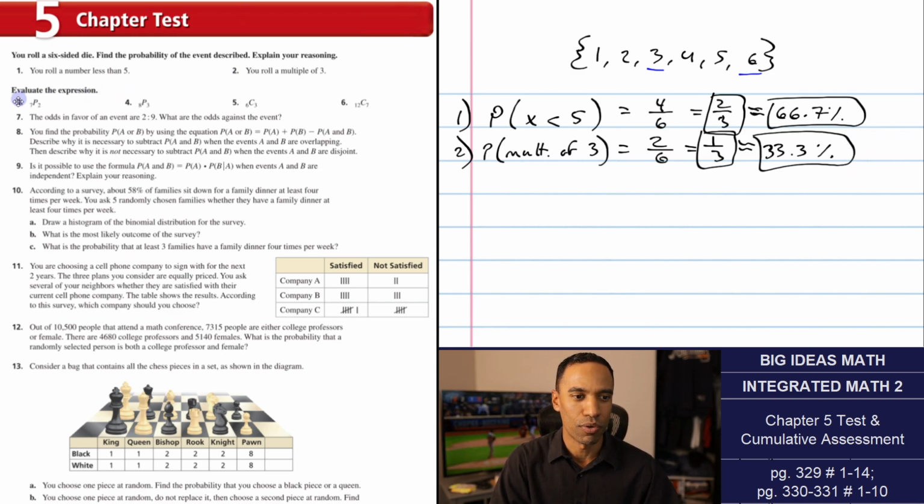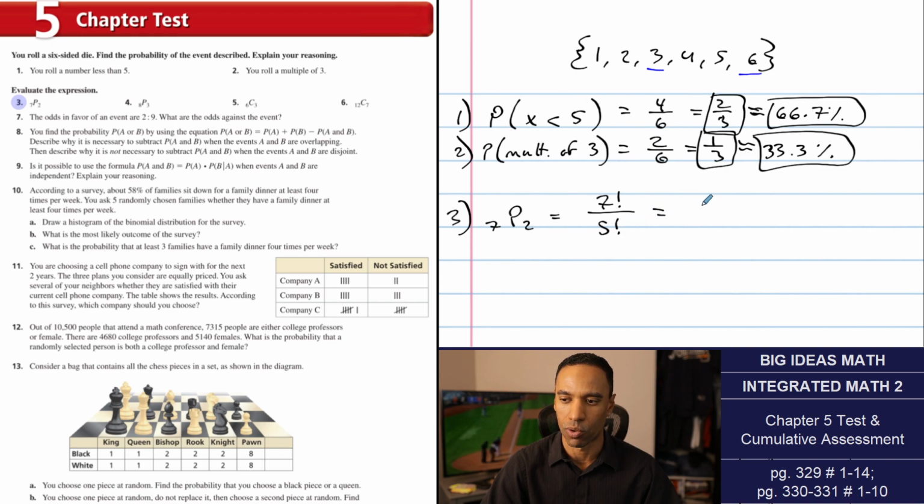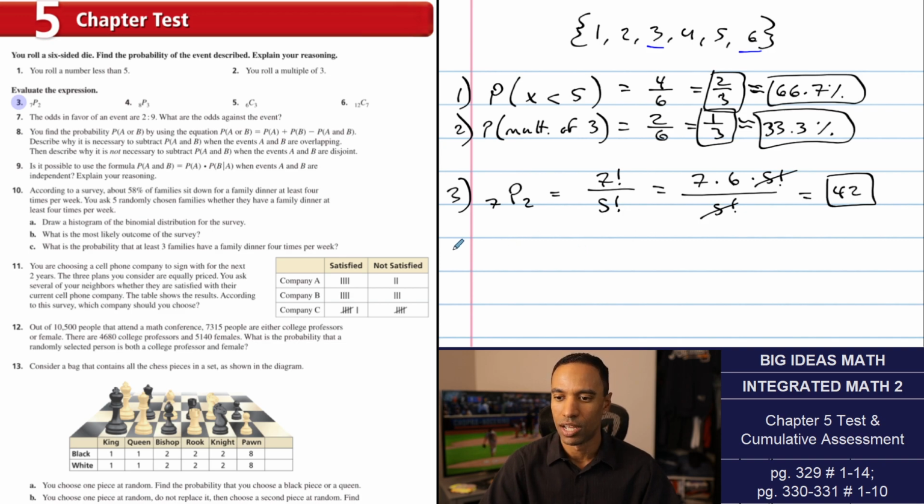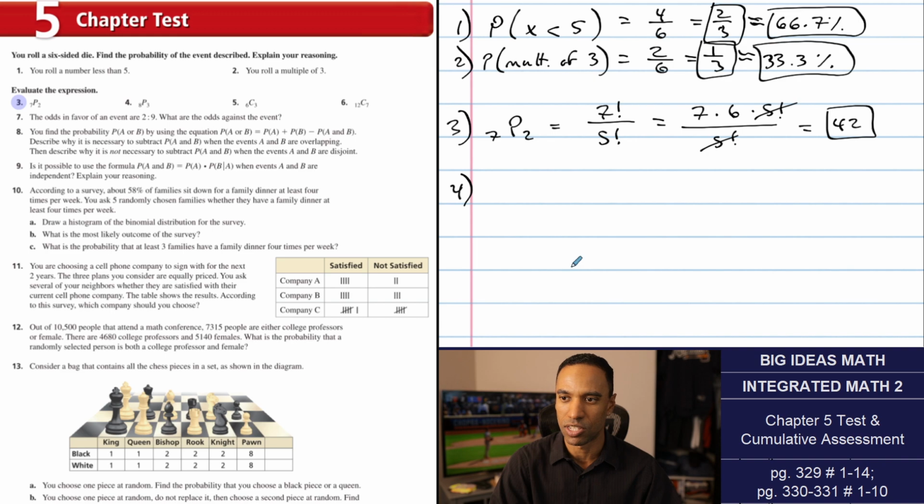Numbers 3 through 6, we will evaluate the expression. So on number 3 and 4, we have permutations. We got 7 pick 2. 7 pick 2 is 7 factorial over 7 minus 2 factorial, which is 5 factorial. That's 7 times 6 times 5 factorial over 5 factorial. 7 times 6 is 42. 42 different ways that I can arrange 7 items into 2 slots, basically, is the way that's being said.